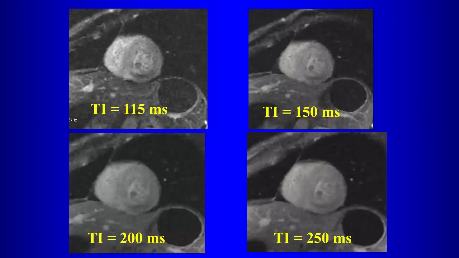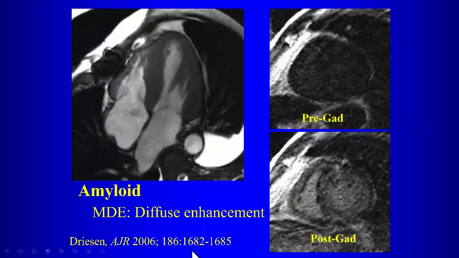Amyloid. Why? The myocardium is not suppressing it. Right. So as we're changing the inversion time, looking to suppress the myocardium, we are not able to suppress the myocardium because it is diffusely enhancing. And that might be your first indication that you're dealing with a case of amyloid. Okay? So amyloid can give you diffuse enhancement on myocardial delayed enhancement.